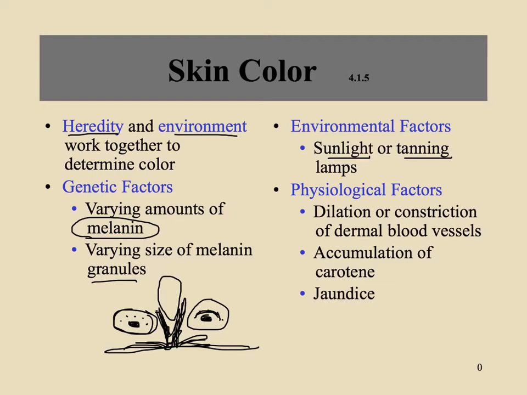You also see some change in skin color based on whether your blood vessels have dilated or constricted. Are you hot? Are you cold? Are you embarrassed? Those things can make you look pinker or paler depending on the situation. What you eat can also affect how you look. If you're having foods that are very high in carotene, which is what gives carrots and sweet potatoes their dark orange color, it can build up in your tissues.